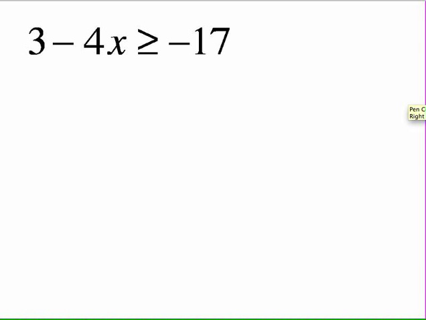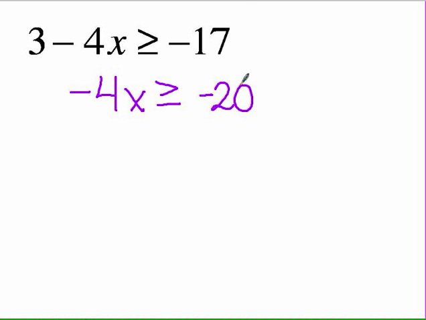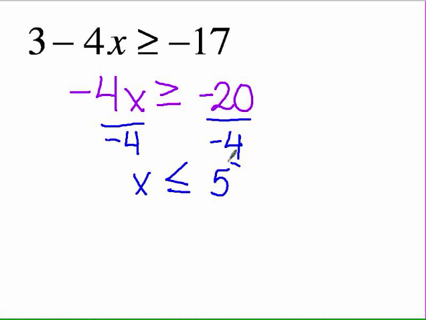Subtract 3. So negative 4x is greater than or equal to negative 20. Now what do we do? Divide by negative 4. Now one of the things about inequalities is that whenever you multiply or divide by a negative number, you have to remember to do what? Flip the sign. So it actually should be this way. So you get x to be less than or equal to 5.